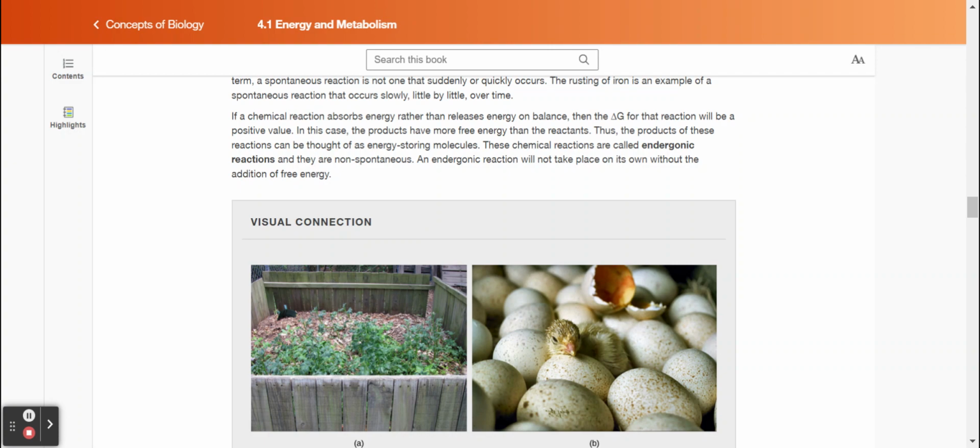If a chemical reaction absorbs energy rather than releases energy on balance, then the delta G for that reaction will be a positive value. In this case, the products have more free energy than the reactants. Thus, the products of these reactions can be thought of as energy-storing molecules. These chemical reactions are called endergonic reactions, and they are non-spontaneous. An endergonic reaction will not take place on its own without the addition of free energy.